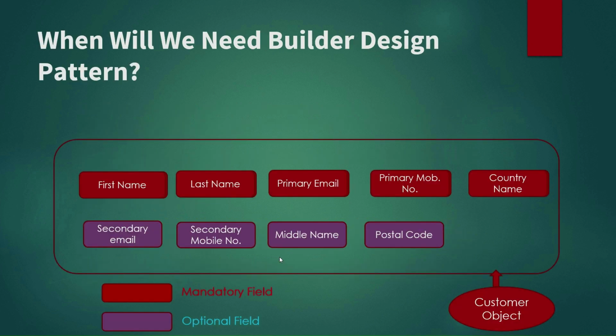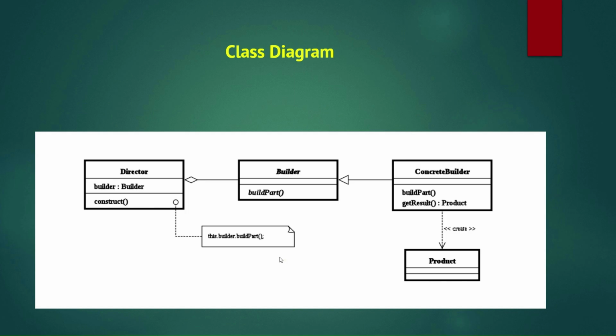So here we can see that this is the customer object, and here we have some mandatory fields and some optional fields. Okay. So what is the class diagram? You can see that we have the product, the actual product, and we need to create the builder. That will be an interface or abstract class. Okay. And then that builder we need to implement in the concrete builder. Okay. And that concrete builder will return the product. So getResult will return the product, whatever the product will be. Okay. And the director is responsible for the coordination.